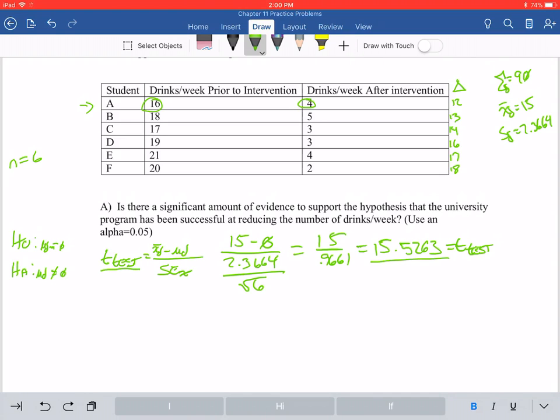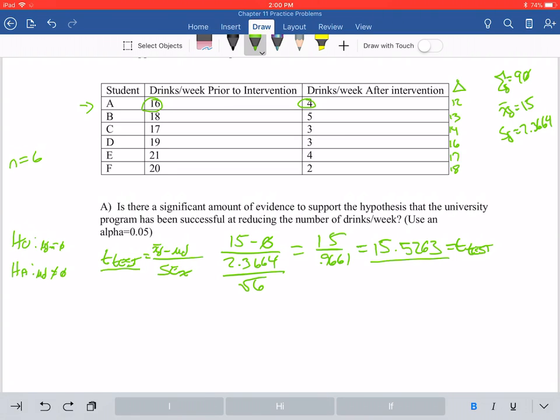So we need to then take our t-value and go to the back of the book and find our p-value associated with it. When you go to the back of your book in Table B, you'll first find your degrees of freedom for the equation, which is going to be n minus 1. So n minus 1 here is 5. So you go to degrees of freedom 5, and then you're going to try to find 15. Well, you're going to notice that you can't find 15 because it's way off the chart, right? Because we're saying it's like 15.5 standard deviation.